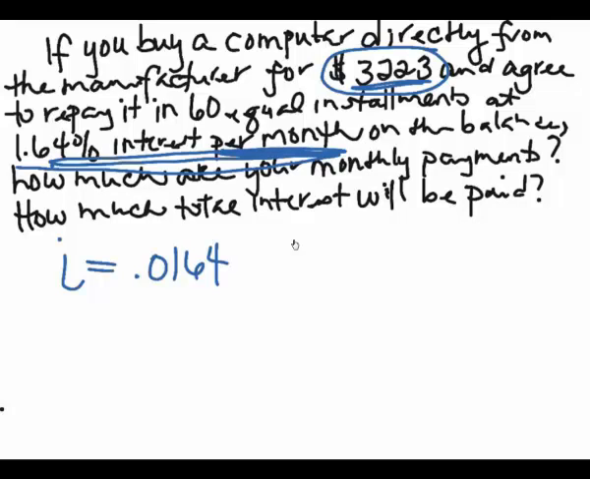Sometimes you have to divide your rate by 12 and sometimes you don't. I stands for the rate per period. The period in this case, because you're making monthly payments, is a month. So the period's a month. So they're telling you this is your rate per period, so you don't have to divide it by 12. Okay? Everything else is the same.